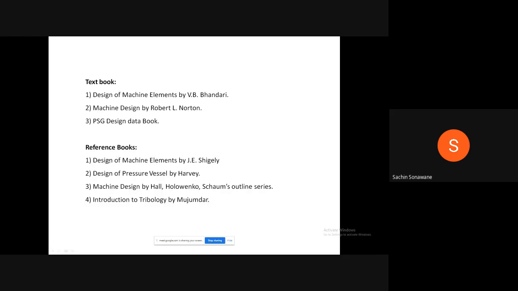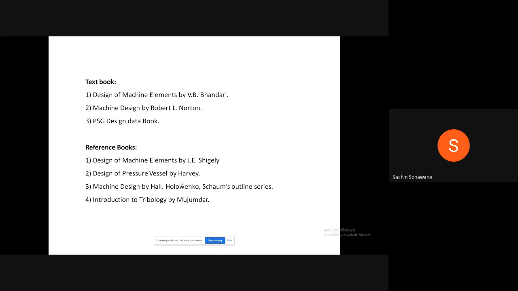First is Design of Machine Elements by J.E. Shigley. Second, Design of Pressure Vessel by Harvey. Third, Machine Design by Hall, Holowenko, Schaum's Outline Series. Fourth is Introduction to Tribology by Mazumdar. Therefore, this is your syllabus, including term work, textbook, and reference books.